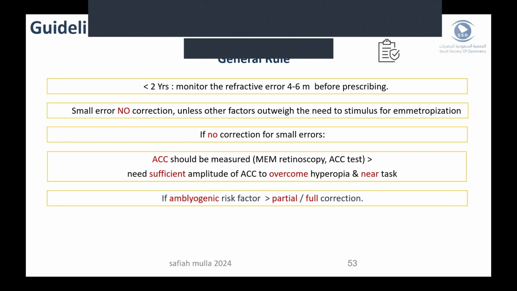If they have a small error, there is no correction, because we know that during these ages they are going through the emmetropization process, unless other factors outweigh the need for the stimulation of emmetropization, such as strabismus or anisometropia and so on.